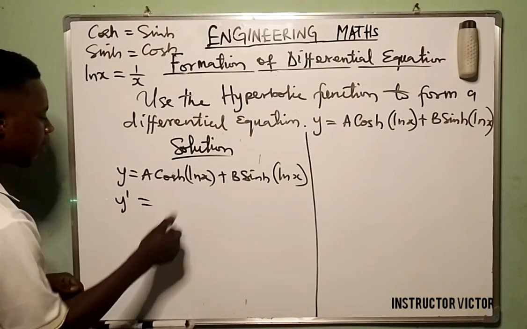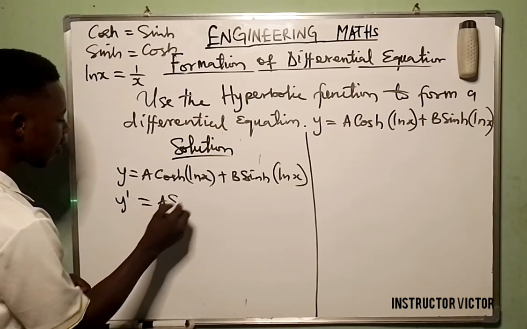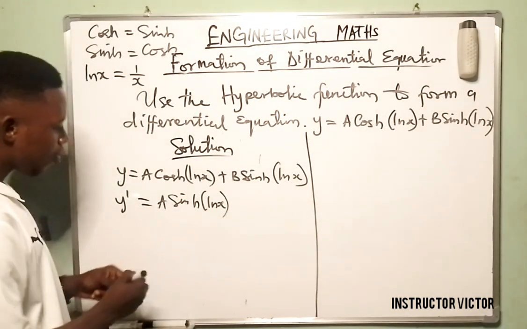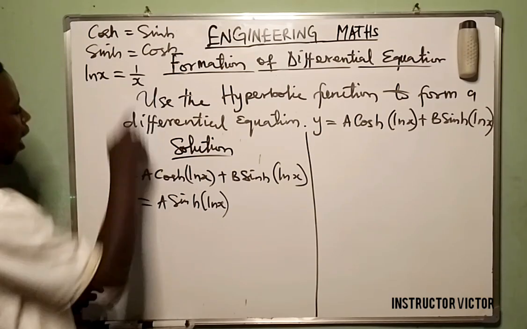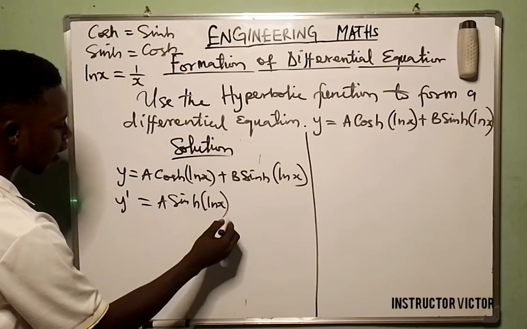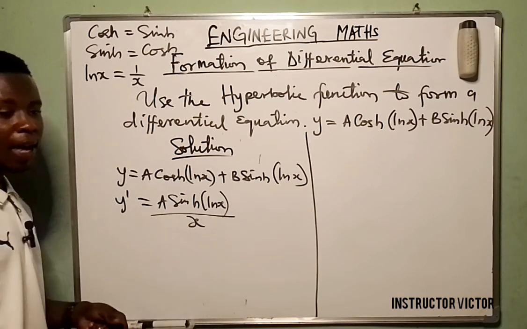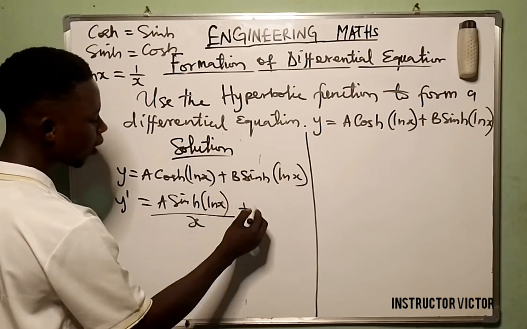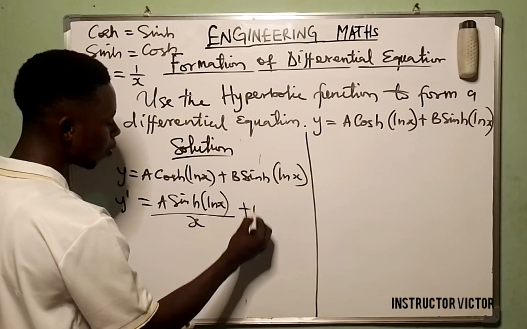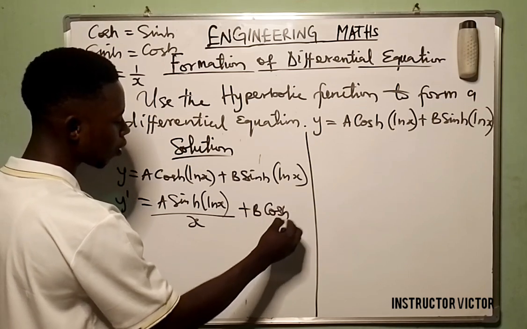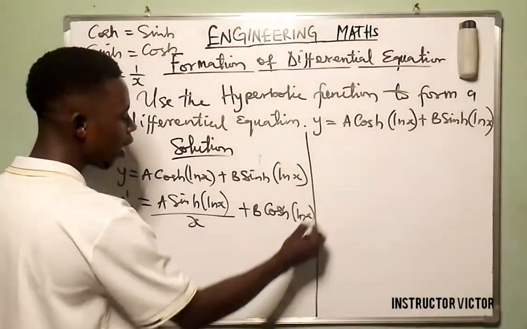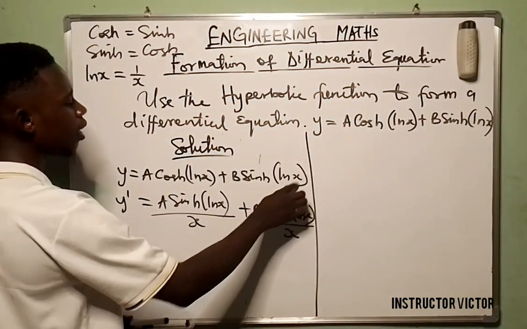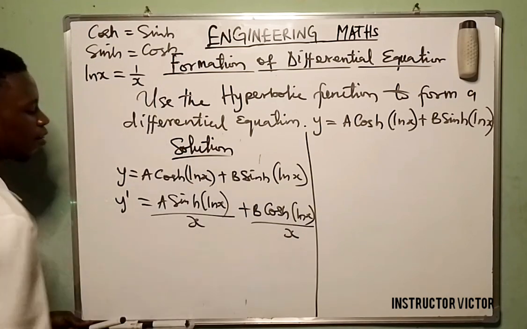Now when you differentiate this, you are going to have a sin ln x, and when you differentiate ln x, you are going to have 1 over x. So if you multiply this by 1 over x, you have it like this, over x, plus b sin ln x. You are going to have b cos ln x all over x, because you are also differentiating ln x, which is 1 over x. This is what you have.